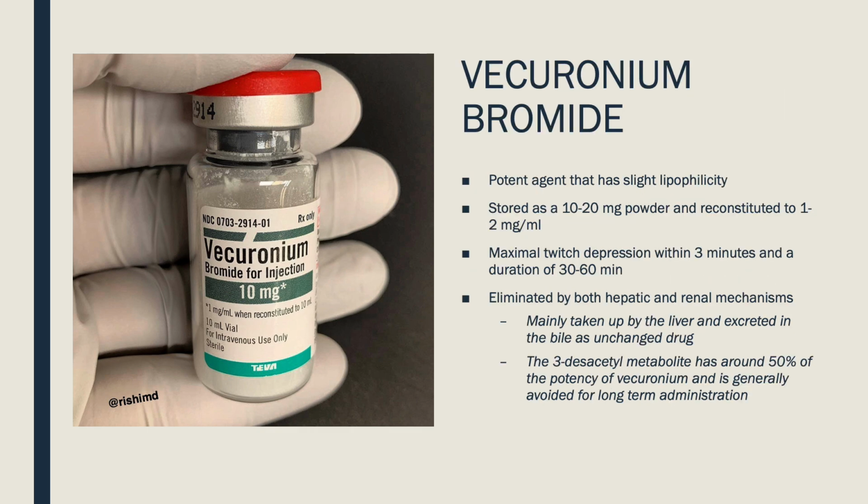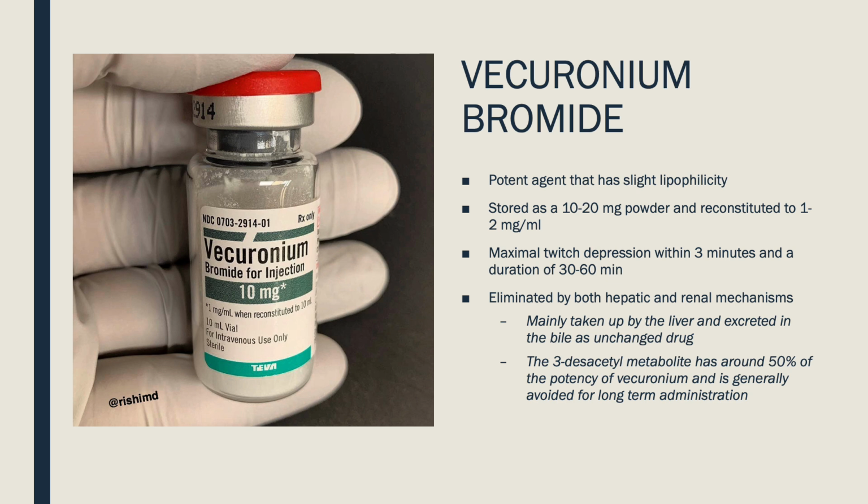It's a potent agent that has slight lipophilicity. Once again, it's hepatically eliminated, broken down to those compounds, and it's fairly potent compared to rocuronium. It comes as a 10 or 20 milligram powder reconstituted to 1 to 2 milligrams per ml. Maximal twitch depression is normally in about 3 minutes, with effects lasting 30 to 60 minutes, maybe on that 90 side if you're on that higher dose, or if you have any clearance issues. 30% of the drug is unchanged in the bile, and we do have that active metabolite.